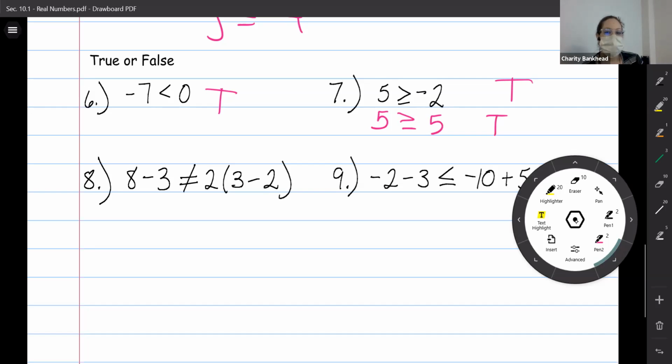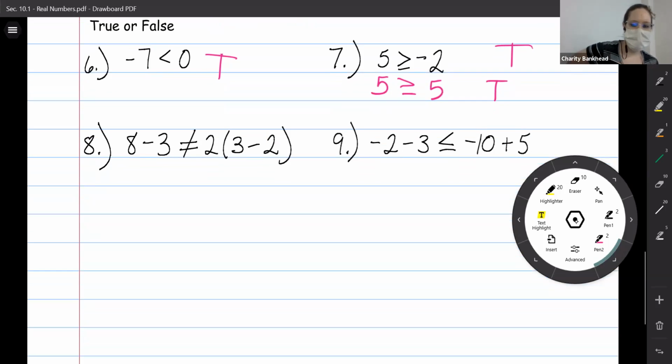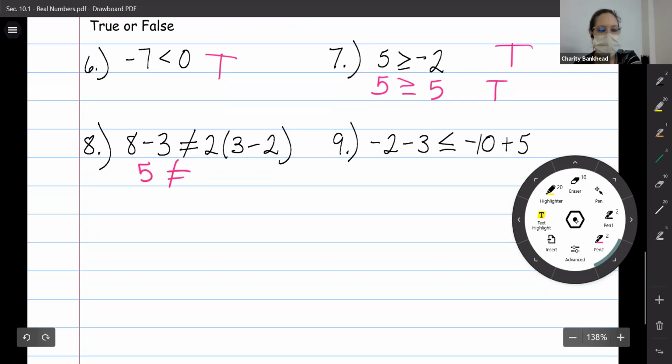All right. And number 8, so I need to simplify both sides of that. That says 8 minus 3 is not equal to 2 times 3 minus 2. So 8 minus 3 is 5. And then 3 minus 2 would be 1. So that would be 2 times 1. So that says 5 is not equal to 2. So that's true.